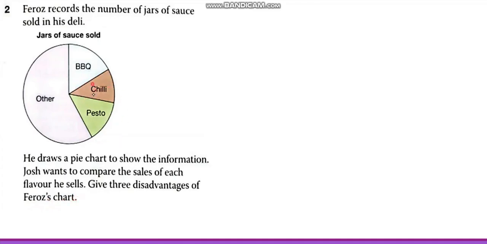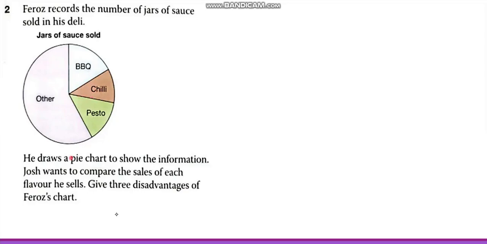Basically, the pie chart should have some percentages, or we must be given percentages or degrees. There must be clear information that we can easily understand, and also they have given too much portion to others. This is not appropriate. It doesn't make sense that we give too much portion to others. And also it is very difficult to compare between the chili and pesto, because these are very similar sectors. So these are the possible reasons.